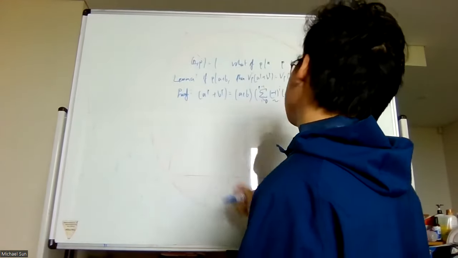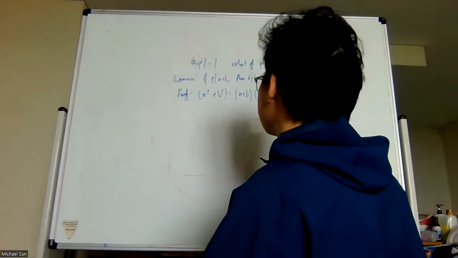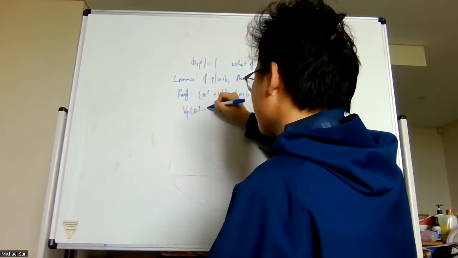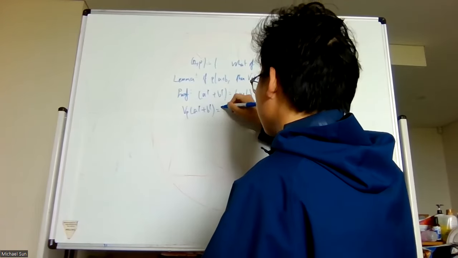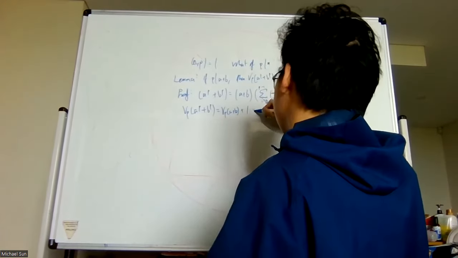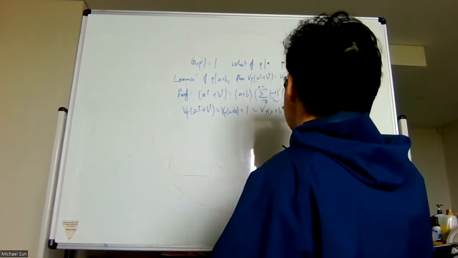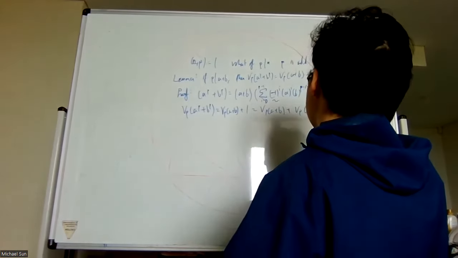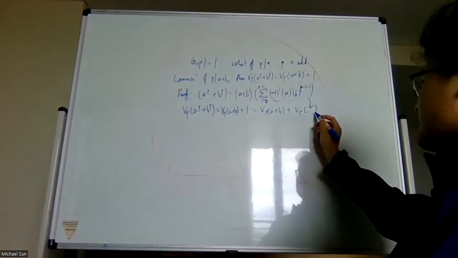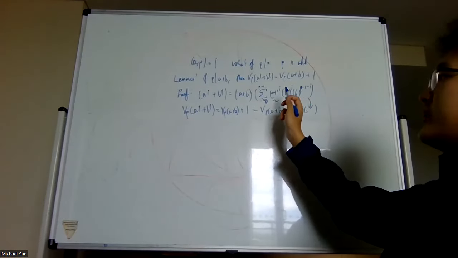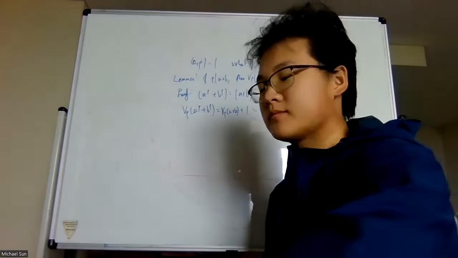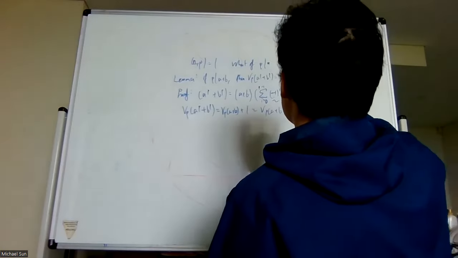Cool. So now we analyze the powers of p that divide them individually. Again, we look at what we want to prove. We want to prove this. So this is also equal to B to the P, A plus B. So now it's equivalent to proving that P divides this thing exactly once.